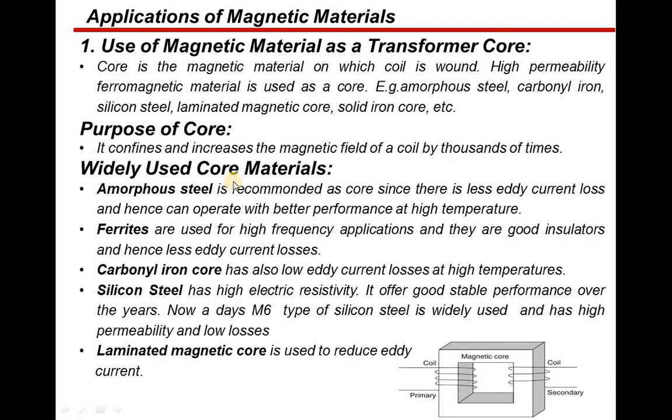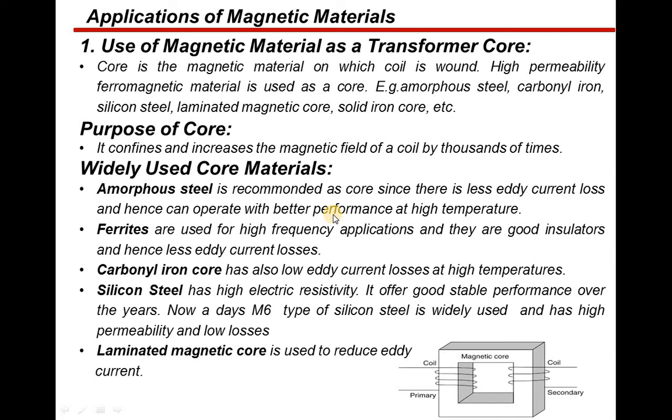What are the applications of the magnetic materials? Applications of the magnetic materials are wide in the technology. We are going to study three applications. One of the applications is a core of transformer, which is made up of magnetic material.